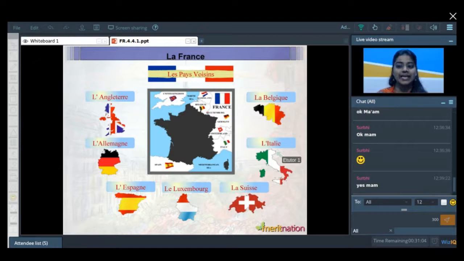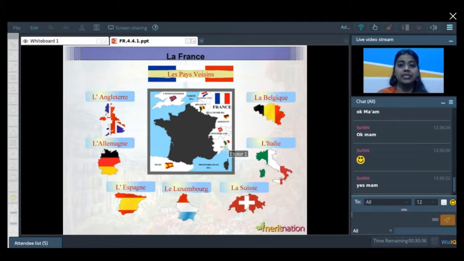Okay, the next is L'Italie. L'Italie is Italy and it starts with a vowel, so we use the L apostrophe. L'Italie. La Belgique. Again, the country ends with E, so it's a feminine country. Use la, it's a definite article. So we have these seven neighboring countries.